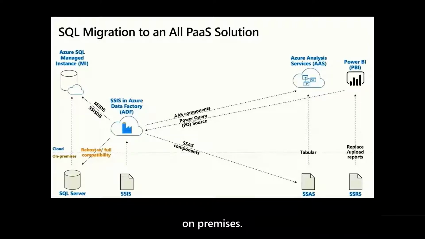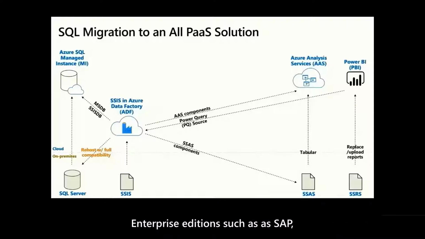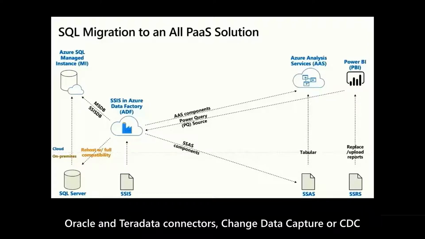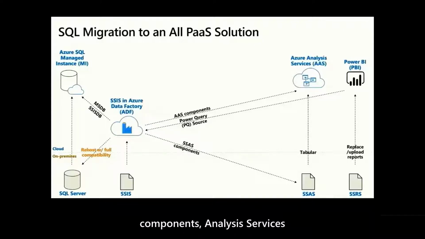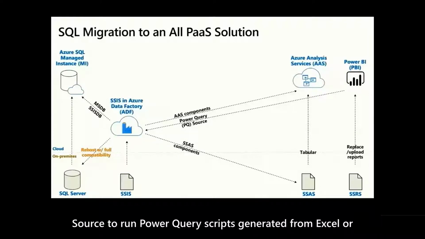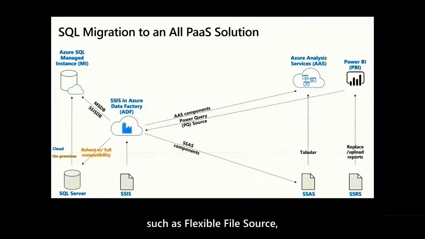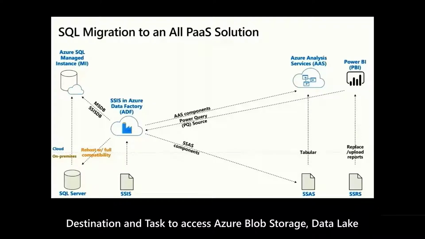It comes with built-in components from SQL Server Standard and Enterprise Edition, such as SAP, Oracle, and Teradata connectors, Change Data Capture, or CDC, components, Analysis Services, or AS, component to access AAS and SSAS, and Power Query source to run Power Query scripts generated from Excel or Power BI. It also comes with pre-installed components from Azure Feature Pack, such as Flexible File Source, Destination, and Tasks to access Azure Blob Storage, Data Lake Store, etc.